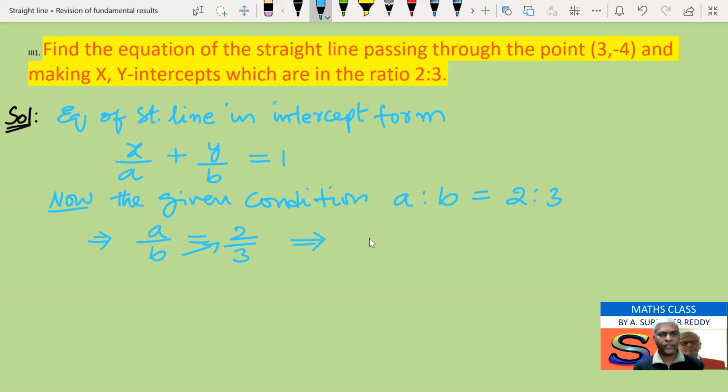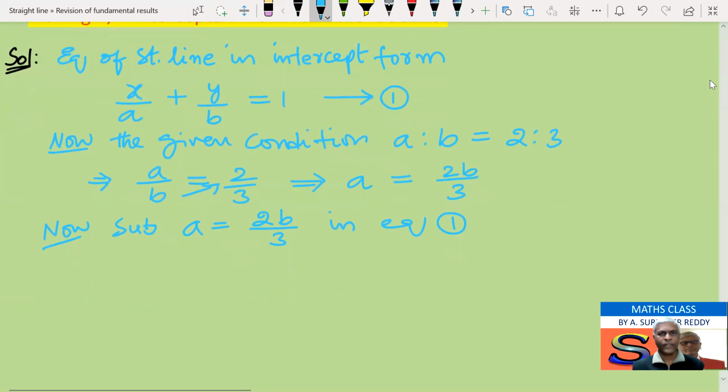Multiplying b on the right side, this is equal to a. This implies a is equal to 2b by 3. Let us name it as 1. Now, substituting a value as 2b by 3 in equation 1.